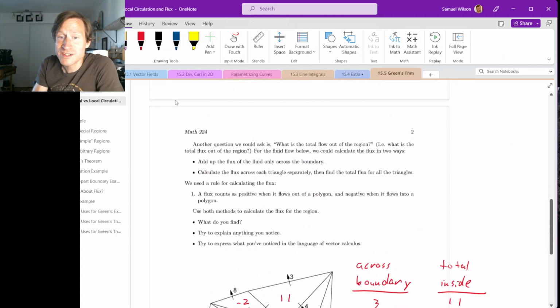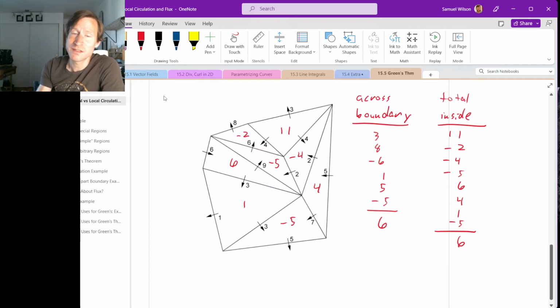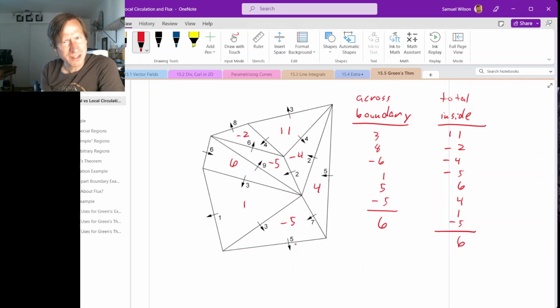All right, so when you worked out flux across the boundary for this different region, something very similar happened. The total flux looking only at the boundary of this region turned out to be 6. But if you calculate the flux for all of the individual triangles in the interior and then add up all of those totals, you also get 6. And hopefully, as you were doing this calculation, you noticed that much like the last example, even though this is flux and not circulation, still each interior edge, like this 4, gets counted twice.